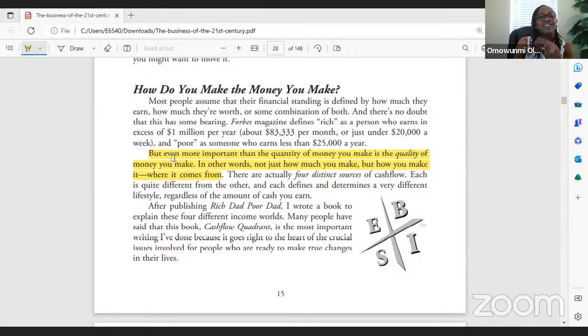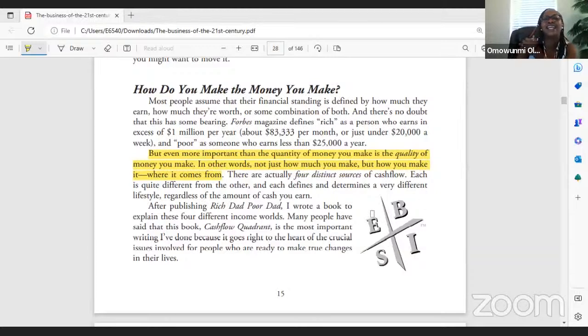So he now says, but even more important than the quantity of money you make is the quality of money you make. When you are in employment, there are other things you cannot take care of. Other things will suffer. There are your dreams you're not able to pursue. Your family may suffer. Your children may suffer. There are other ways to make this money that will be quality for us. In other words, not just how much you make, but how you make it. Where is that money coming from?